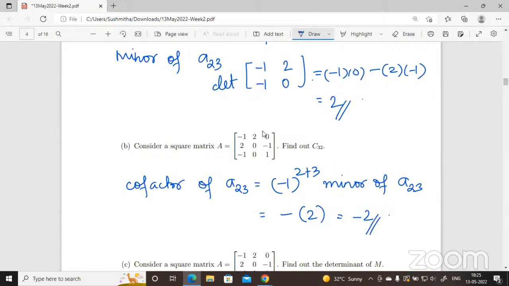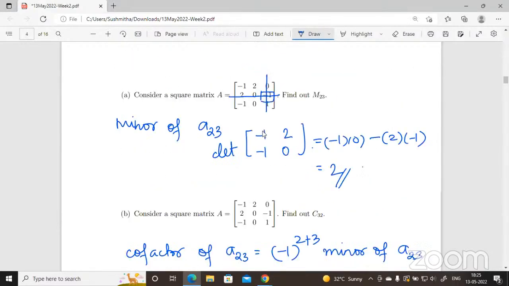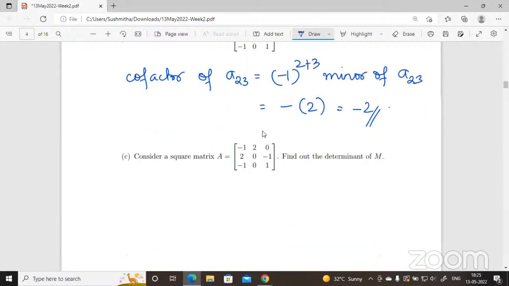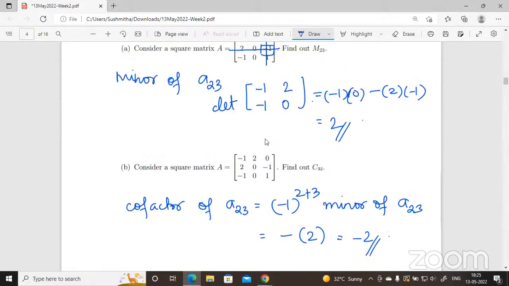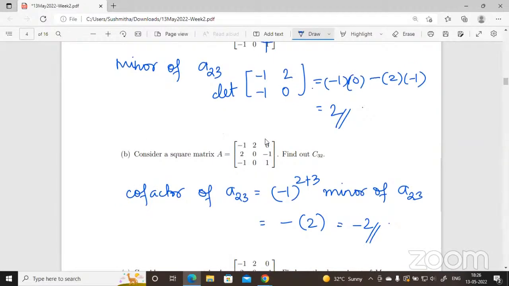How am I going to find the determinant? The minor is the determinant of the submatrix. It's a number. The minor of A23, we calculated, is 2. Yes, ma'am, it is 2. The minor is 2, and the cofactor is -2.